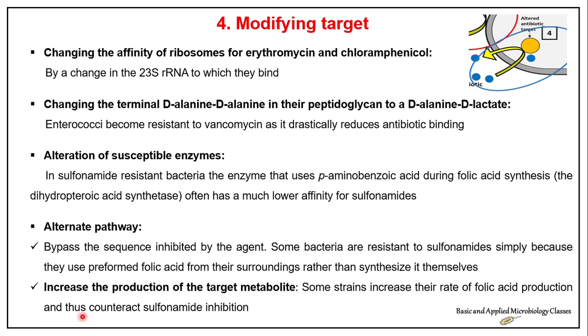Another example, increase in production of target metabolite. Another option availed by bacteria is that some strains develop resistance by increasing the rate of folic acid production. In this way, what will they be doing? They will be counteracting the sulfonamide inhibition. So I hope all four strategies are clear to you all.